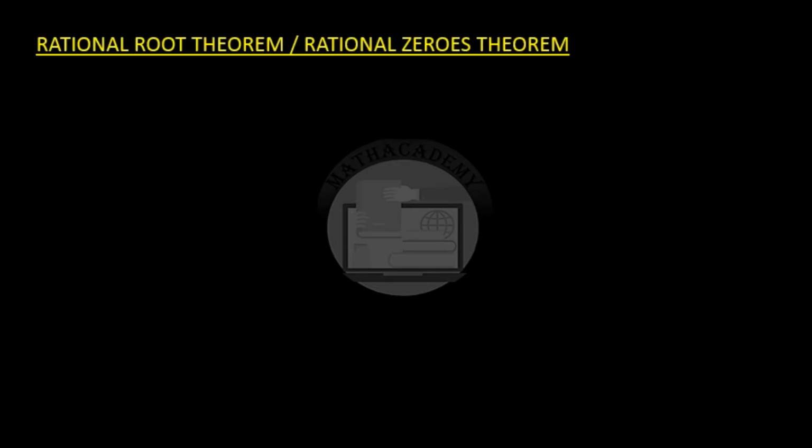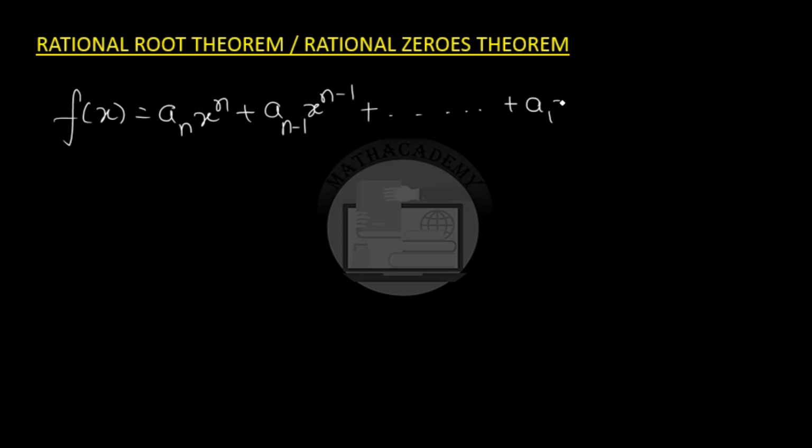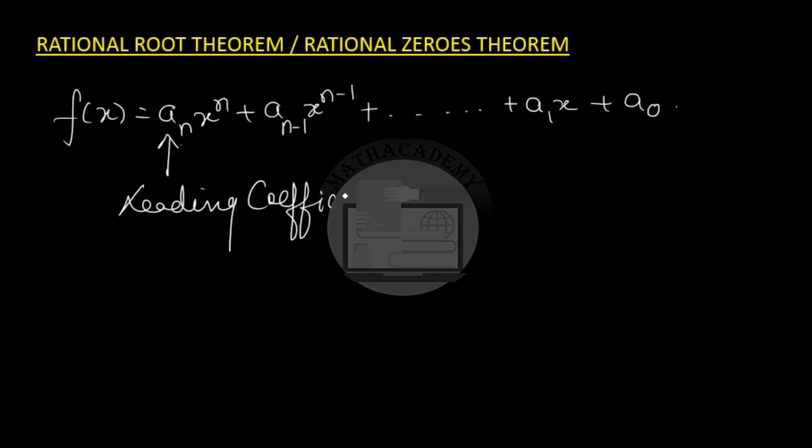Suppose we have a function f of x is equal to a n x to the power n plus a n minus 1 x to the power n minus 1 plus and so on, a 1 x plus a 0. Then this a n is called the leading coefficient. Leading coefficient is the coefficient of that term in the expression which has the highest power of x. And a 0 is called the constant term.